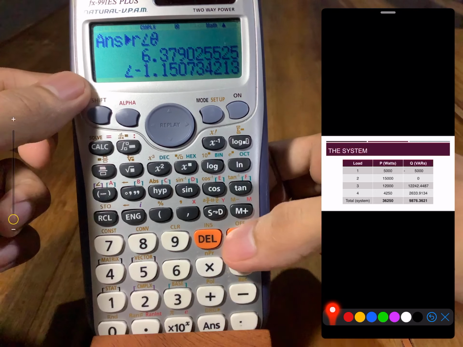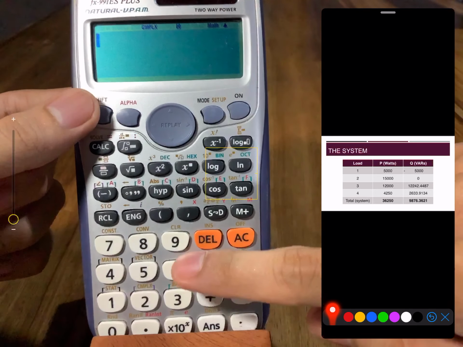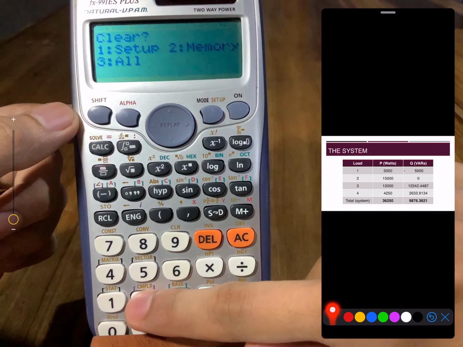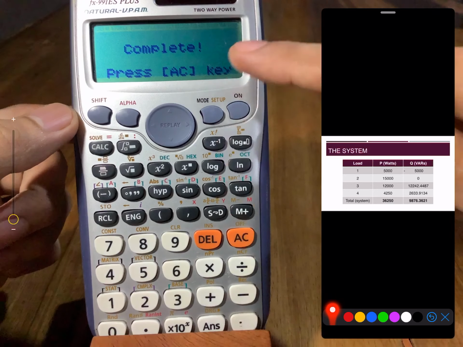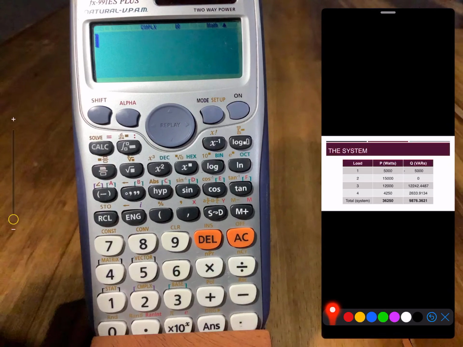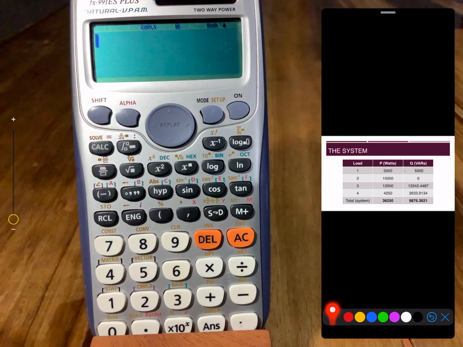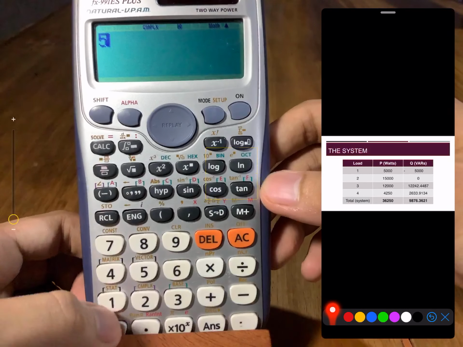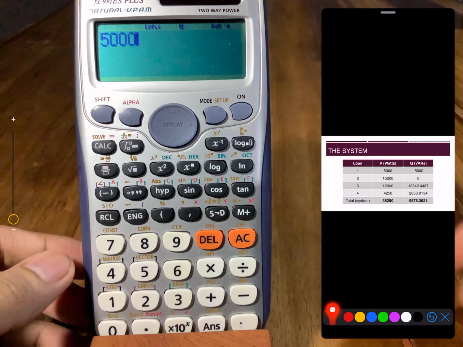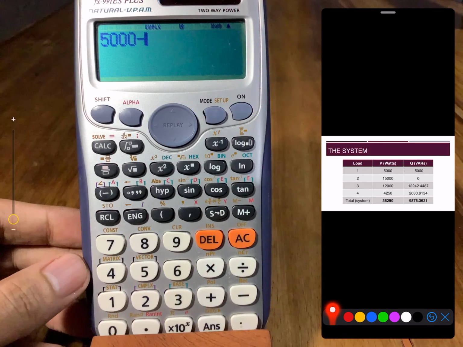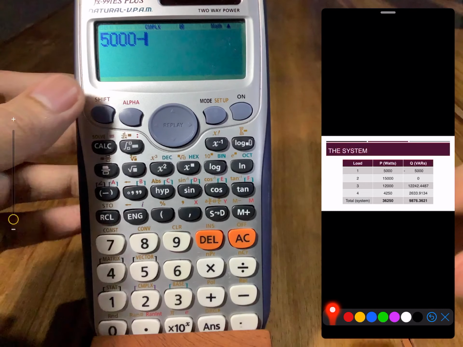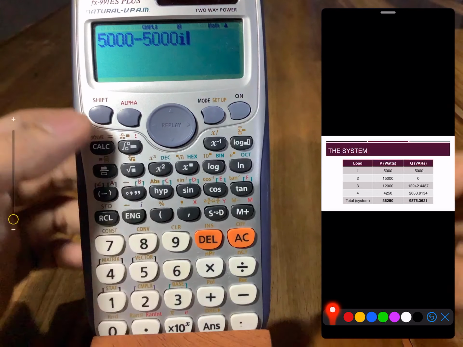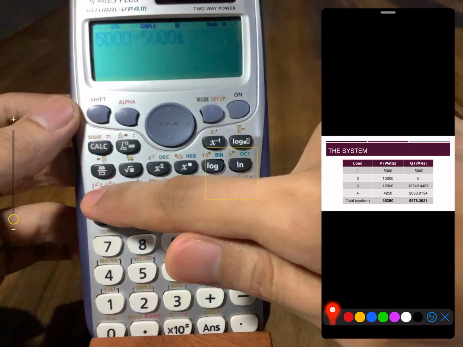Before we solve this problem, let us first reset the memory. So shift, clear, and then memory clear. Press equal sign, and then we are ready to go. In this example, for load 1, we store this to variable A, and load 1 is 5,000 minus, indicating that this load is capacitive. So 5,000i, and store that to variable A.